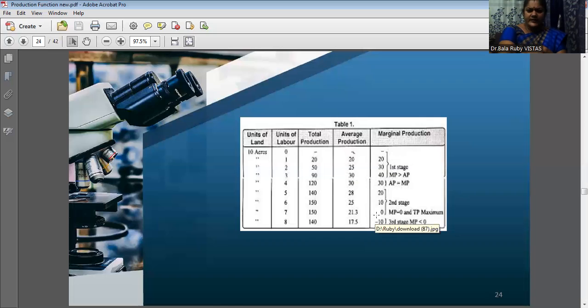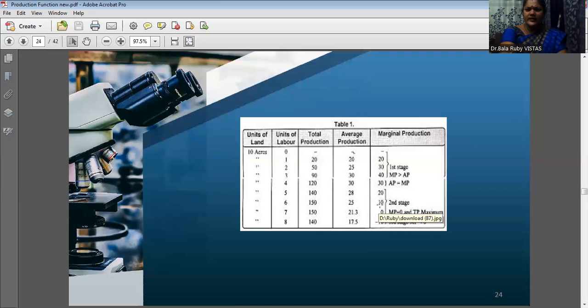Then you come to the second stage. In this second stage, it starts from this 5th unit of labor to the 7th unit of labor, because at the end of the second stage, marginal production becomes 0. At the same time, total production becomes maximum. See, this 150 is the maximum in the total production. When this total production is maximum, the marginal production becomes 0.